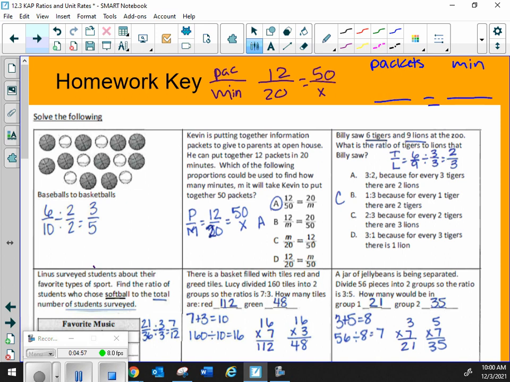So it said 12 packets took 20 minutes. Instead of lining it up in a proportion up and down, I can line it up side to side so they still go together. Then with packets, I now have 50, and I want to figure out how many minutes that takes. Do y'all see how that still lines up with each other?